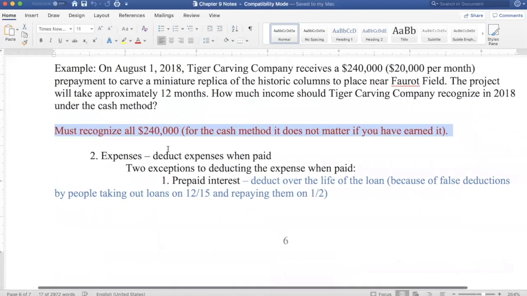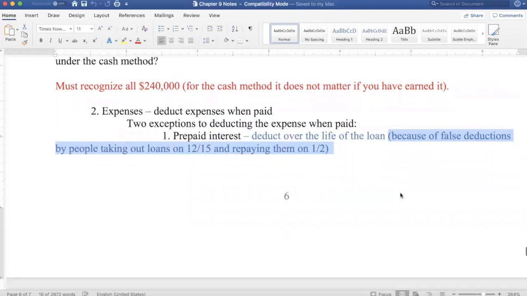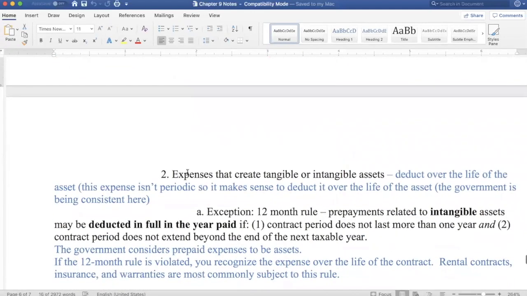For expenses, the general rule is that you deduct the expenses when paid. And there are two exceptions to this. First is prepaid interest, which we deduct over the life of the loan. There were people making false deductions by taking out loans on 12/15, prepaying a bunch of interest, deducting it, and then repaying the loan on 1/2 and getting a bunch of their interest back. So they were getting this deduction for really nothing. So that's an exception. And then we have expenses that create tangible or intangible assets. We're going to deduct these over the life of the asset, and this expense isn't periodic, so it makes sense to deduct it over the life of the asset.